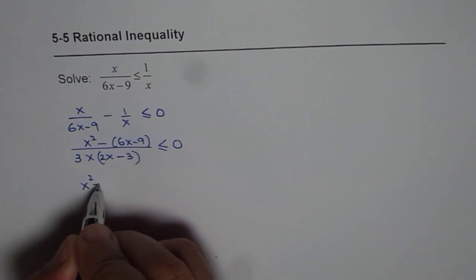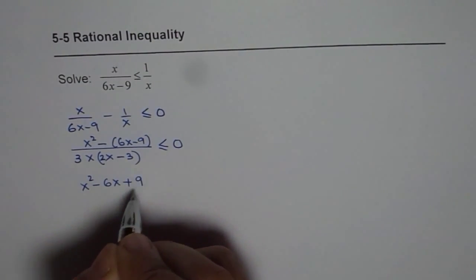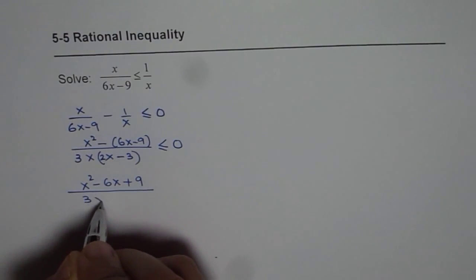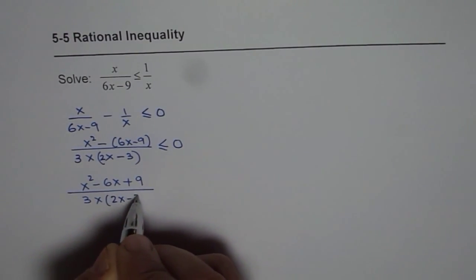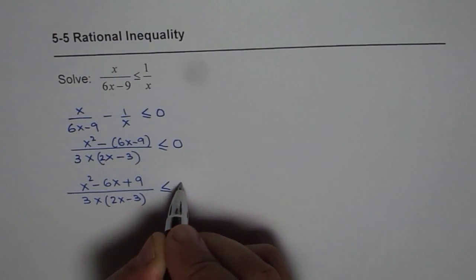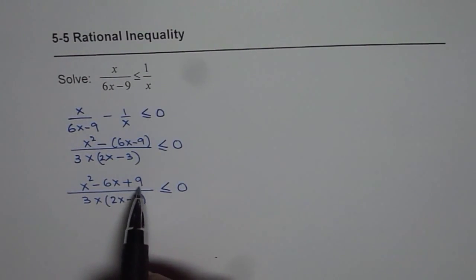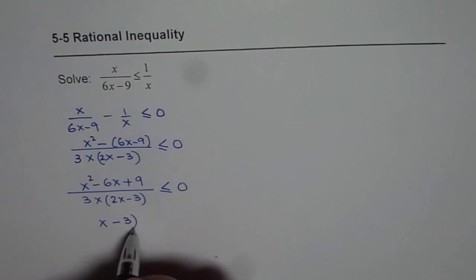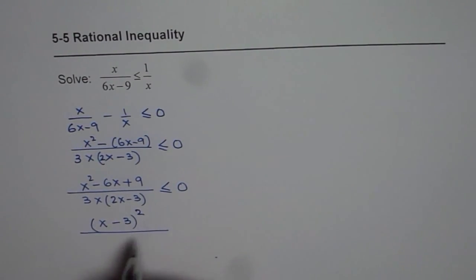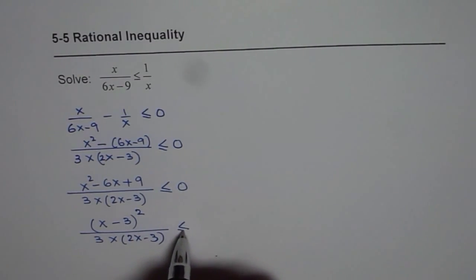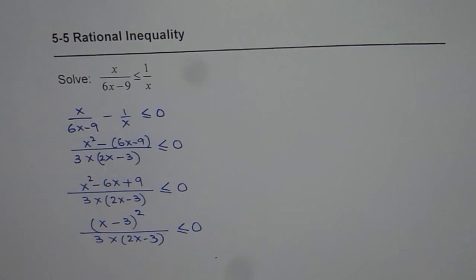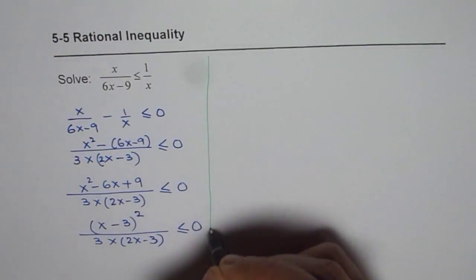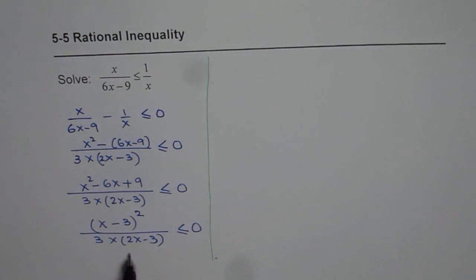We have x squared minus 6x plus 9 divided by 3x times 2x minus 3 is less than or equal to 0. Now this is a perfect square. We can write this as x minus 3 whole square divided by 3x times 2x minus 3, which is less than or equal to 0. Now to solve this inequality, let us see what are the zeros of numerator and denominator.